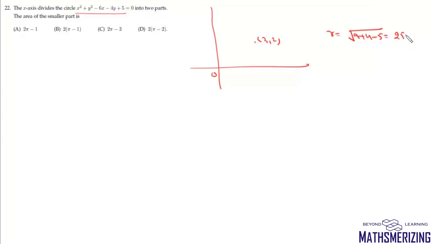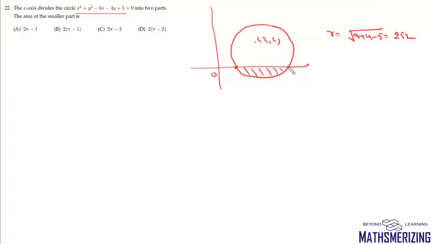Now question number 22 is, the x-axis divides the circle x square plus y square minus 6x minus 4y plus 5 equals 0 into 2 parts. We need to find the area of the smaller part. So we have this circle whose center is at (3, 2) and whose radius will be root of 9 plus 4 minus 5, which is simply 2 root 2. So we'll draw this circle. We need to find the area of this smaller part.